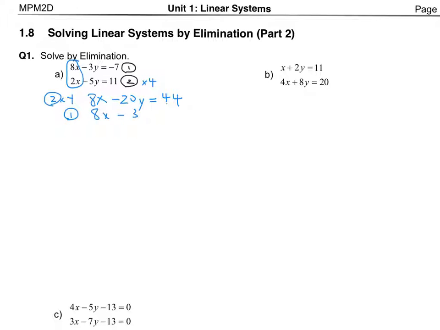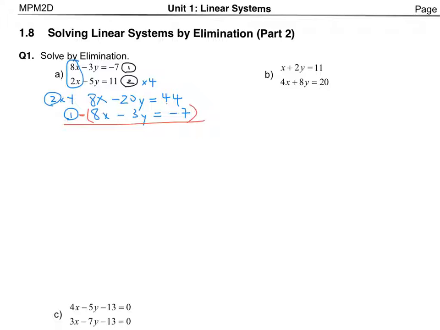So I have them lined up, and then I'm going to look at them and decide, do I need to add or do I need to subtract? Now, since my x's both have positive 8 on them, I know I'm going to need to subtract those two equations from each other in order to eliminate the x variable. So if I take 8 x's and subtract 8 x's, I have no more x's. I have a minus 20y, and then I take away negative, which really is adding 3y.